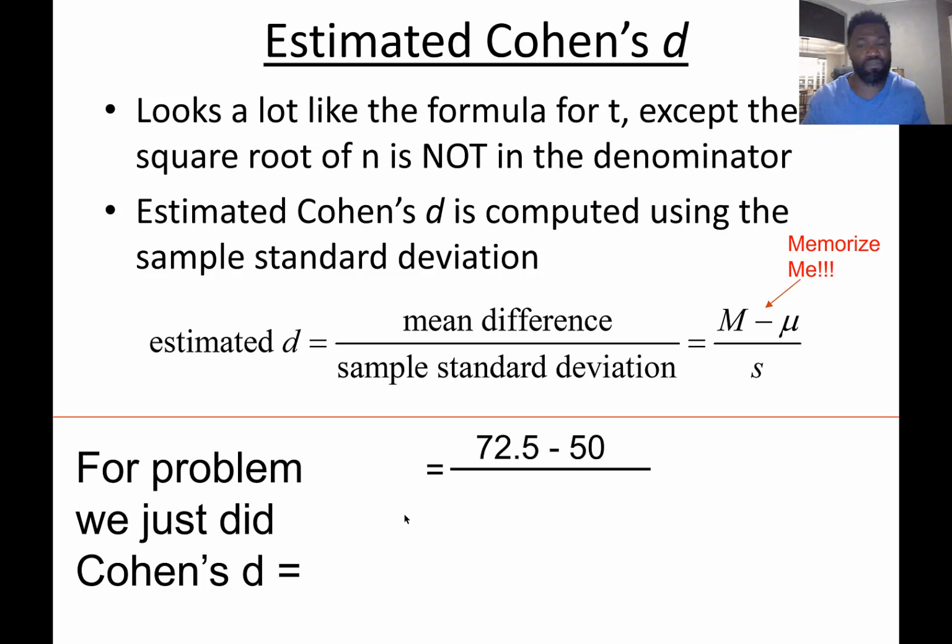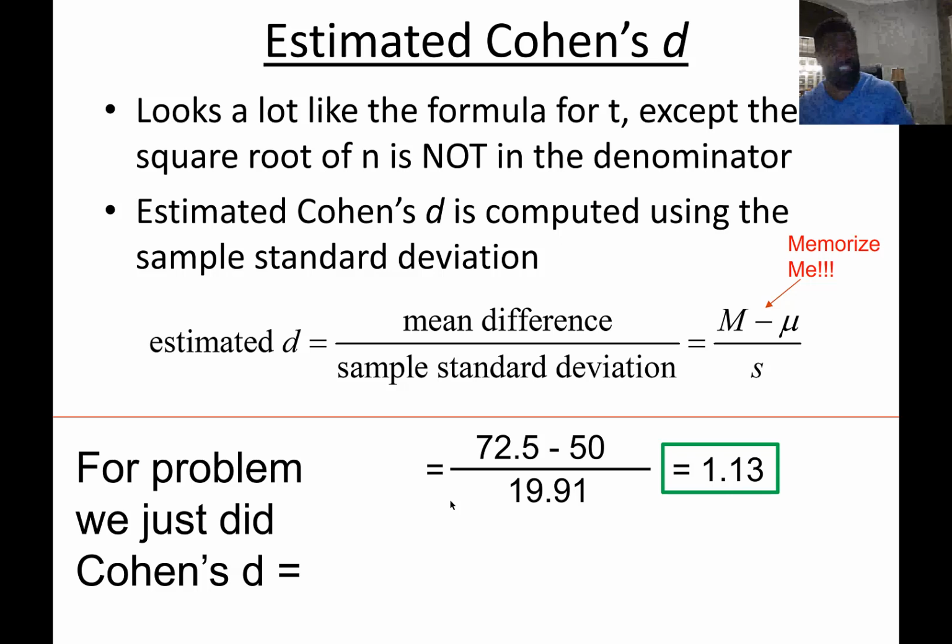Cohen's d is basically equal to that 72.5 minus 50, right? Because that was the top part of the formula that still stays in the formula for Cohen's d. And we're going to divide that by 19.91, right? That was the sample standard deviation, okay? And we get 1.13. And this you interpret just like a z-score. This is literally the formula for the z-score, the basic z-score formula without accounting for the n. And so what this literally reads as is that 72.5 is 1.13 standard deviations above.